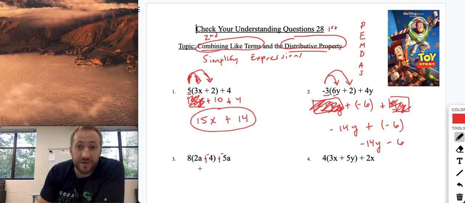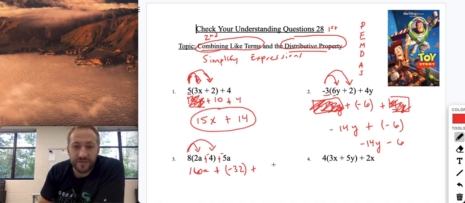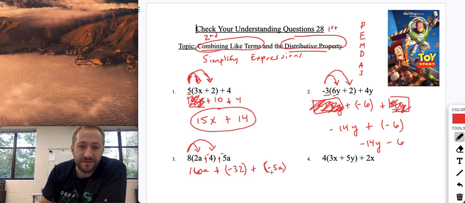The first thing we always do is the distributive property. It's our first step. Whenever it's available, we have to do it first. So positive 8 times 2a gives me 16a. Plus, I'll bring that plus sign because it was already in the parentheses. 8 times negative 4 gives me negative 32. Keep it in parentheses to keep my work nice and neat. And then I'll bring down the rest of this, plus negative 5a. Once again, I have the parentheses only to separate the plus sign from the negative sign.